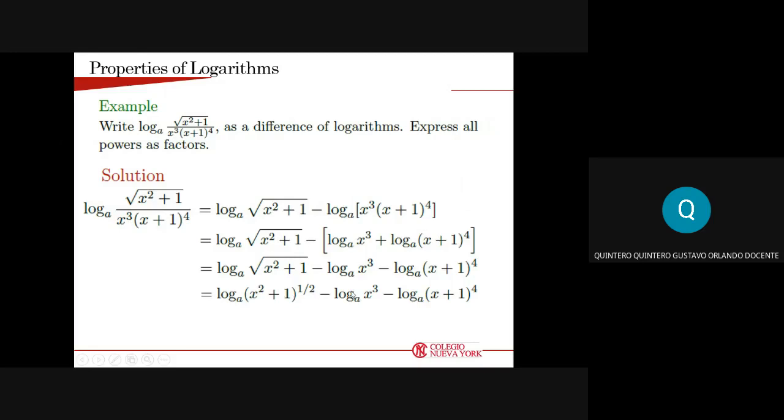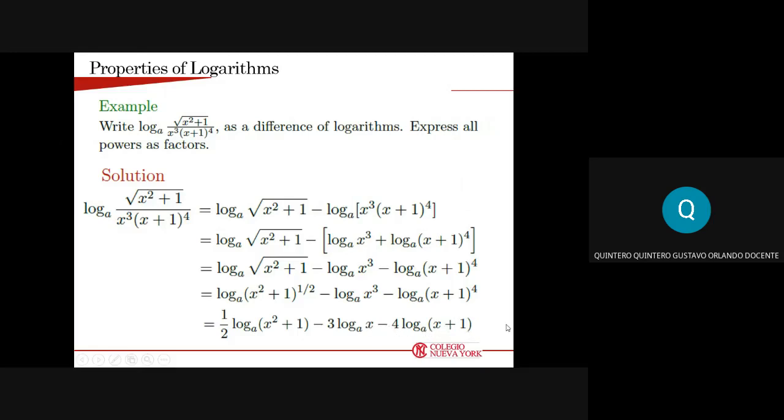And now that we can see we have 3 exponents or 3 powers inside the logarithms, we can move those exponents as factors. Look, these 3 in front, these 4 in front, these 1/2 in front. You can do that like this. Final result. This is the moment where you take pictures. 1/2 of logarithm base a of x squared plus 1 minus 3 times the logarithm base a of x minus 4 times the logarithm base a of x plus 1.